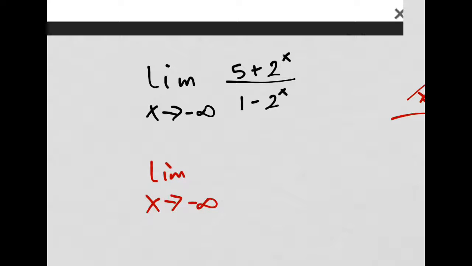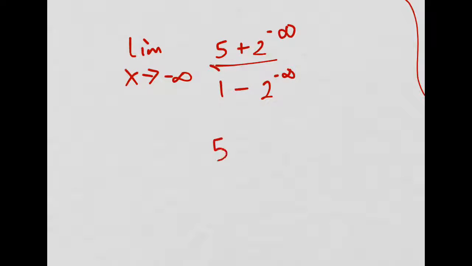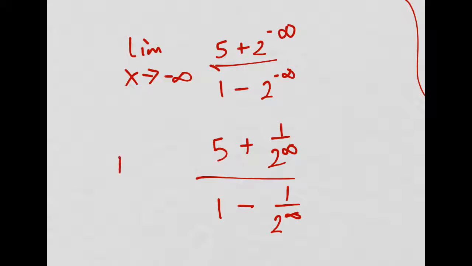If x is approaching -infinity, that would be 5 plus 2 to the negative infinity, and then 1 minus 2 to the negative infinity. So if I have this, oh look, it's negative, okay, flip it over. That's probably the quickest way to explain it, I didn't realize that. So then we have that, and then 1 minus 1 over 2 to the infinity, right? And we're not taking the limits anymore because we put it in there. I guess I shouldn't have written that either.